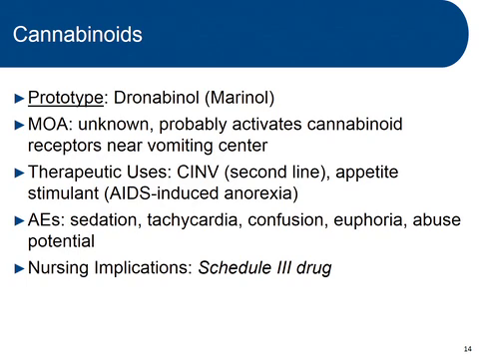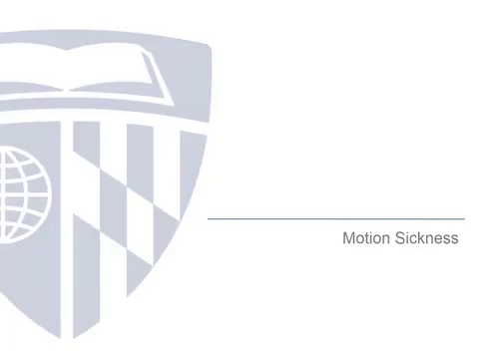Some potential therapeutic uses: obviously, chemo-induced nausea and vomiting, but it really is a second-line drug, and that's just owing to its risk for abuse. It's also used as an appetite stimulant. It's approved for use in patients with AIDS-induced anorexia. And then in terms of adverse effects, we worry about sedation, tachycardia, confusion, potentially euphoria, although that's not something that's seen all that frequently. And then, like I said, there is the potential for abuse, even though in the real world we really haven't seen this drug abused to any great extent.